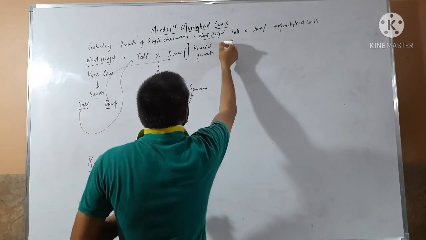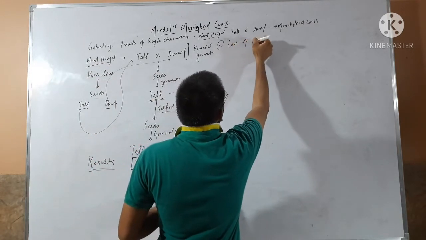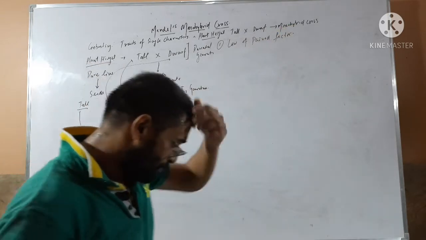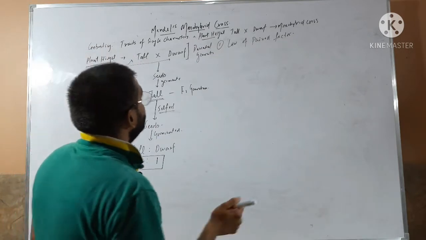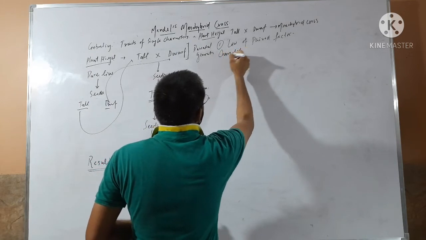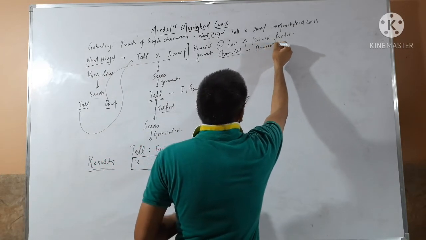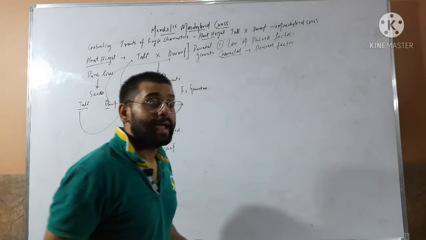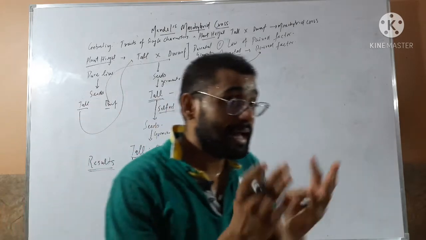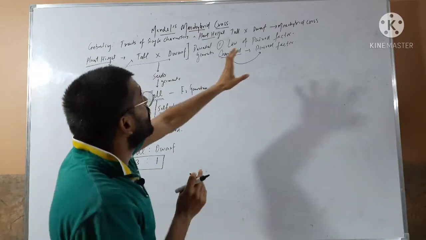So the first law, on the basis of his conclusion, was law of paired factor. On the basis of his conclusion, Mendel said that for every character, there is a paired factor. Or you can say that every character is controlled by paired factor. There are factors for inheritance, and these factors are present in pairs. So this is law of paired factor.